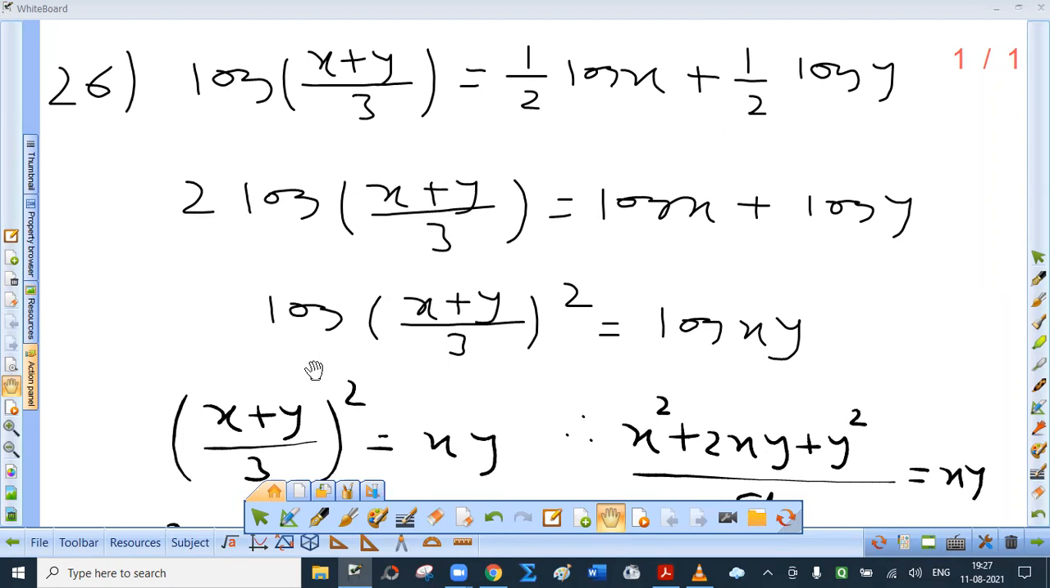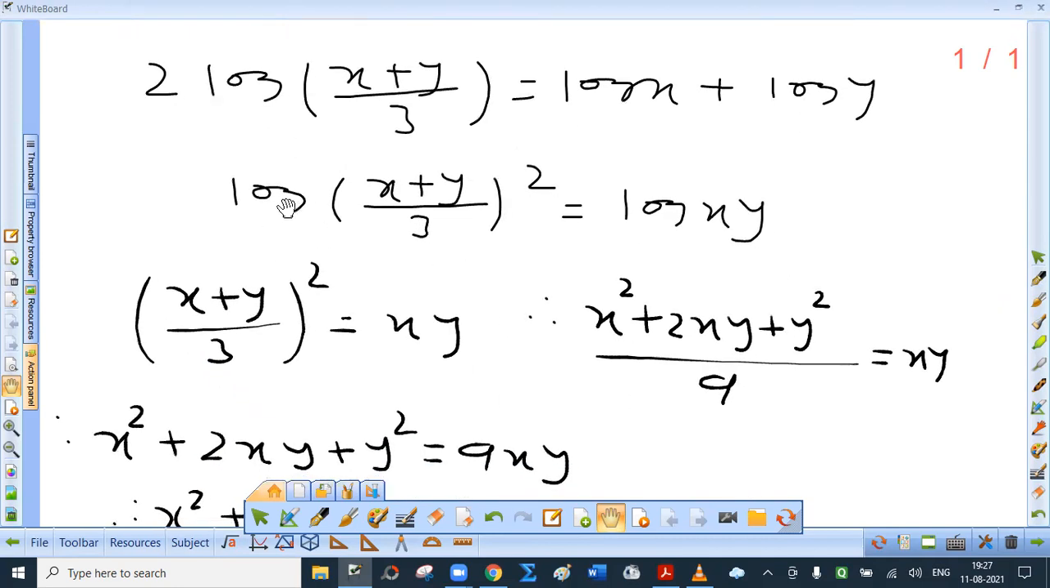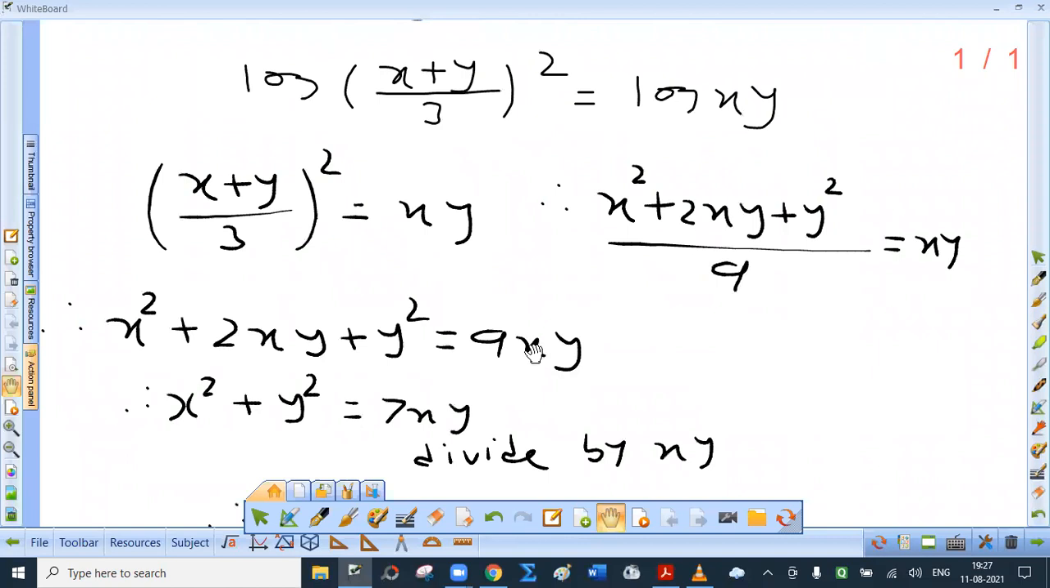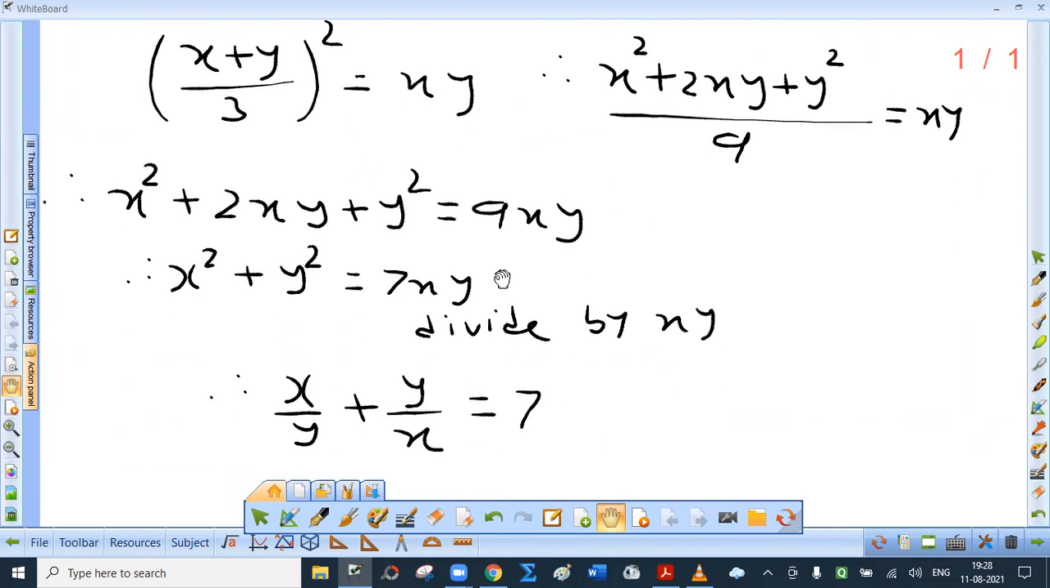Now 2 log of this is square of this, n log m is log of m raised to n. What is log x plus log y? Log xy. Note that at this stage only you can say that as log a equal to log b, a equal to b. Simplify this. You get what? Now one student is asking why not to square this. See, I am just simplifying this. (x plus y upon 3) square is x square plus 2xy plus y square upon 9 equal to xy. Cross multiply. Rearrange the terms. So x square plus y square is what? 9xy minus 2xy. That is 7xy.